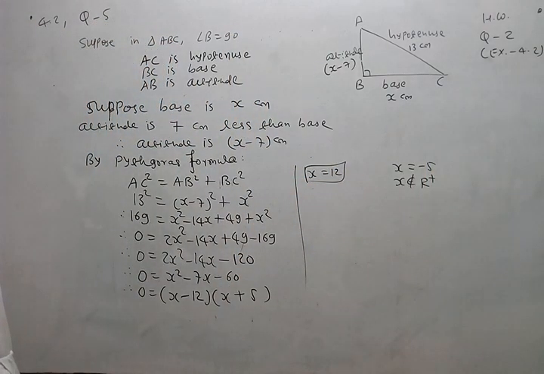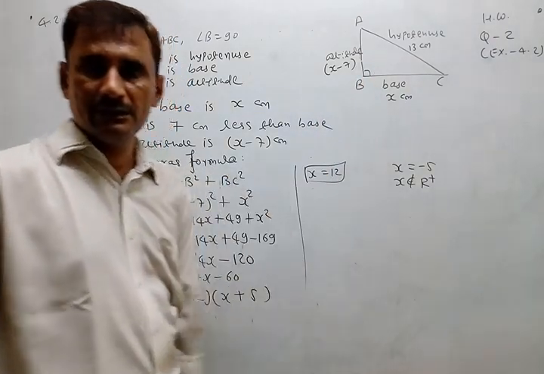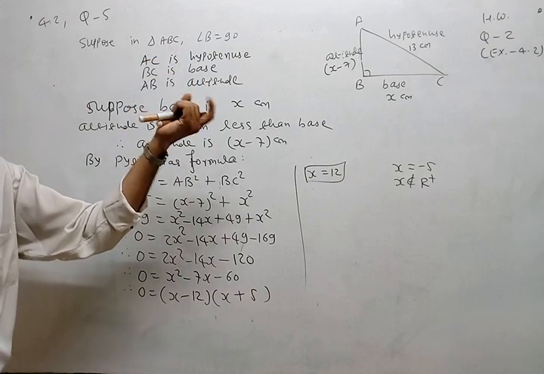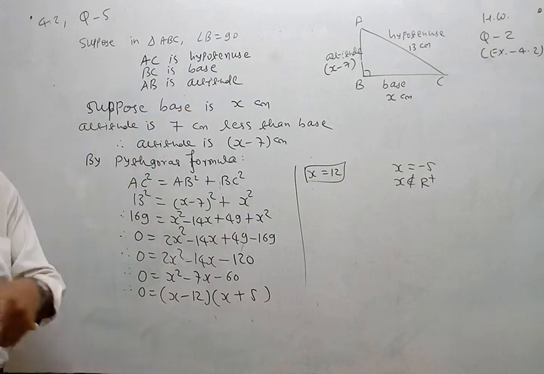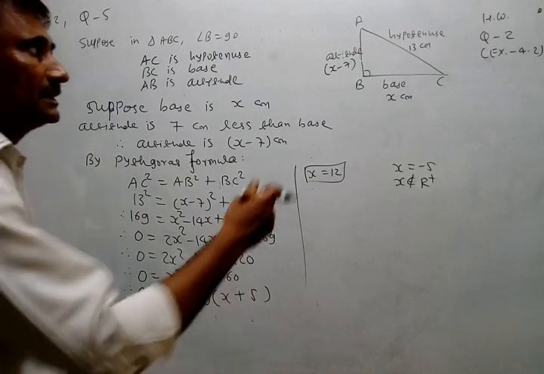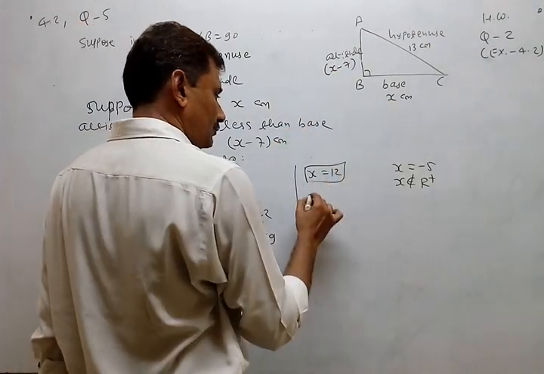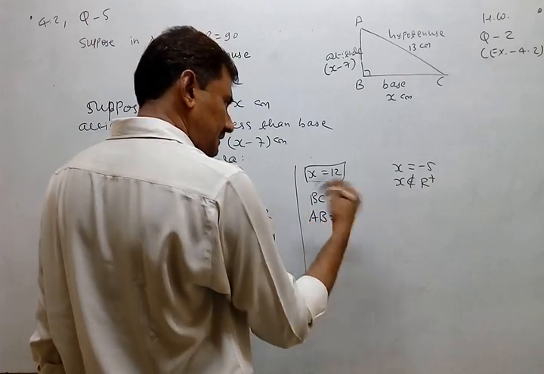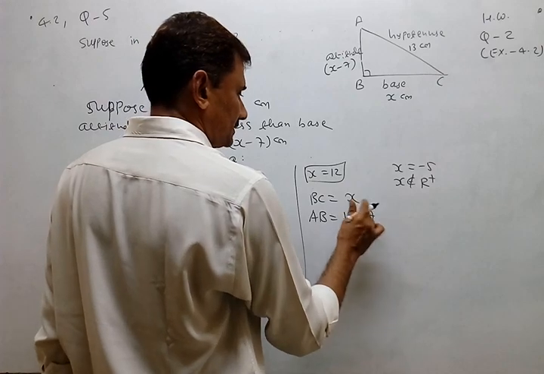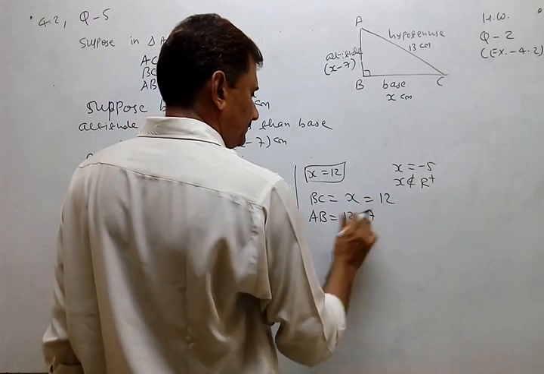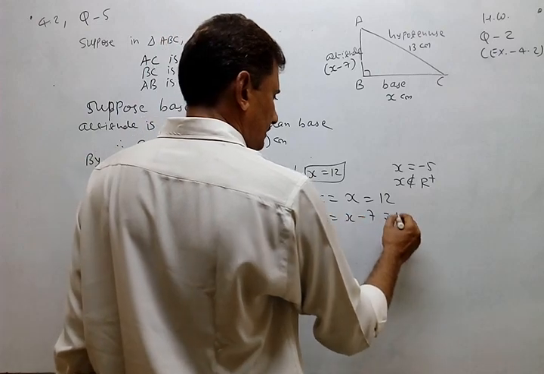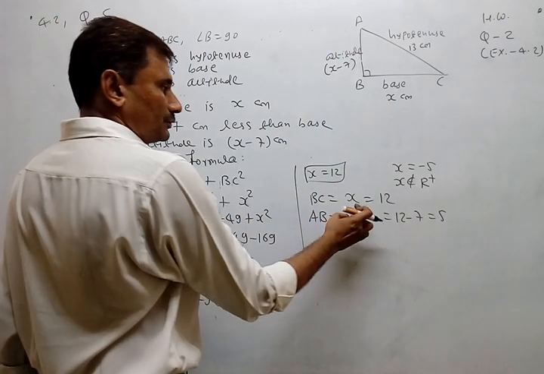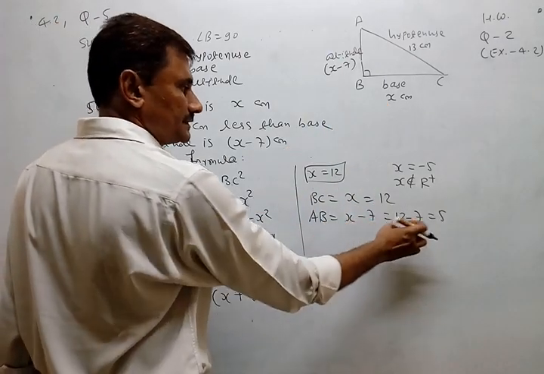But what if they ask, now that we have x, we have everything: base, altitude, everything. If they ask perimeter or area, we can find everything. Now they are asking the other two sides. So how much are the other two sides? BC equal to x and AB equal to x minus 7. So x is found to be 12, and x minus 7 means 12 minus 7, which is 5.